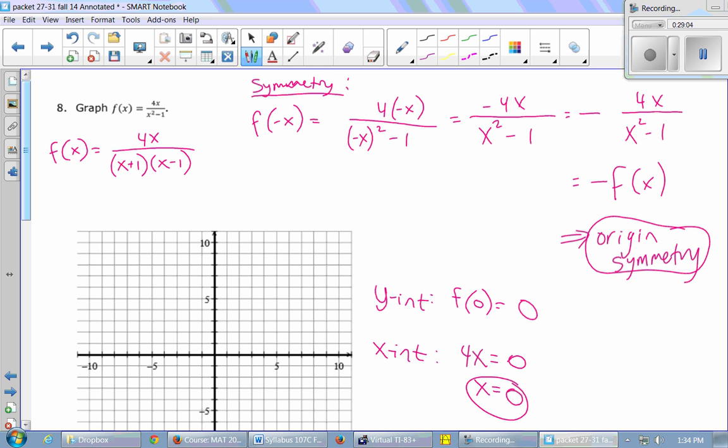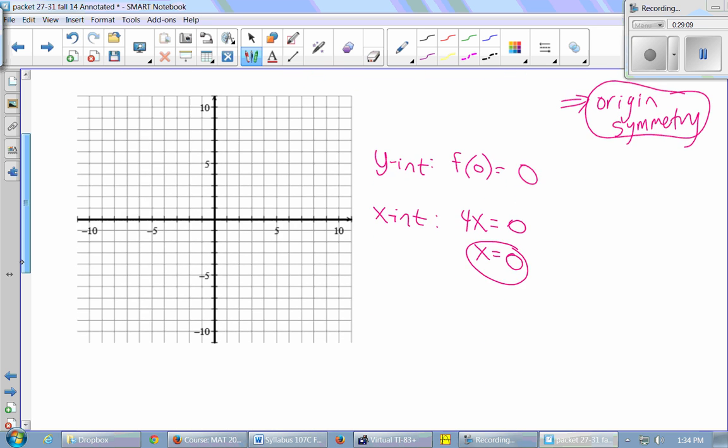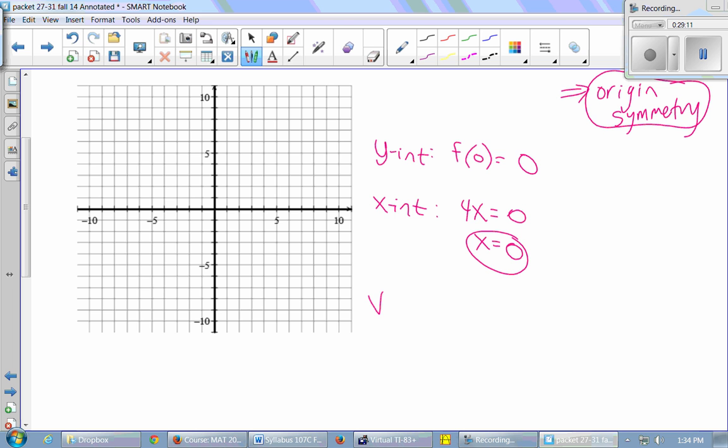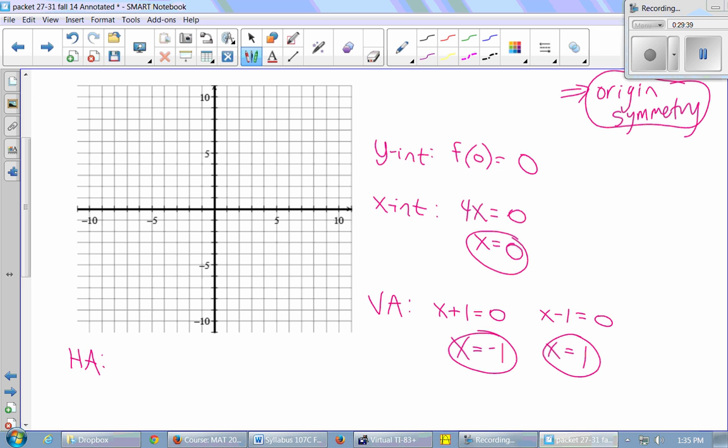All right, so I know the symmetry, I know the intercepts, I need to know the asymptotes. Okay, so to get vertical asymptotes, those are places where the denominator equals 0. So we need x plus 1 equal to 0, x minus 1 equal to 0. Places where the denominator is 0, so that would be at x equals -1 and x equals 1. Vertical asymptotes.